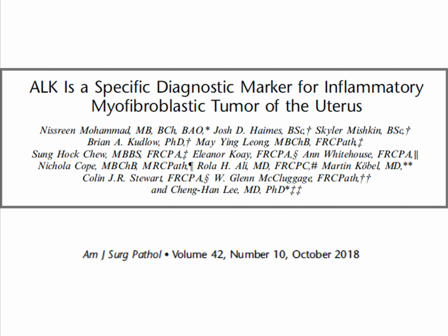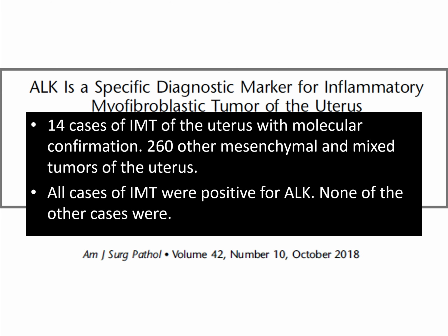This is a separate paper about ALK being a specific diagnostic marker for inflammatory myofibroblastic tumor of the uterus. And in summary, 14 cases of inflammatory myofibroblastic tumor of the uterus were found with molecular confirmation, and then 260 other mesenchymal and mixed tumors of the uterus. All of the cases of IMT were positive for ALK, and none of the other cases were. So their argument basically is that if you use ALK, it's very helpful in differentiating these neoplasms from, say, a smooth muscle neoplasm.